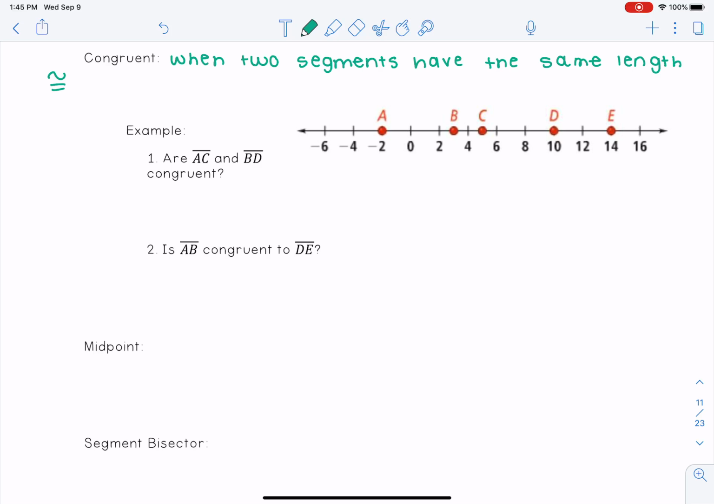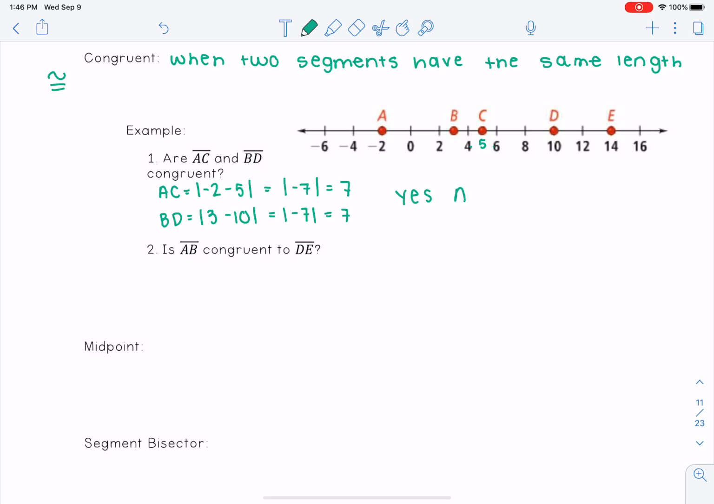Are AC and BD congruent? Let's see what AC is. AC is -2, and look, these go up by 2, so C is at 5. -2 minus 5 is -7, which gives me 7. BD is 3 minus 10, which is -7, which gives me 7. So yes, AC is congruent to BD.